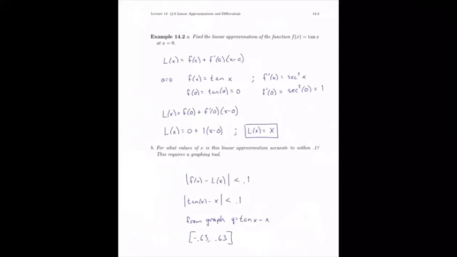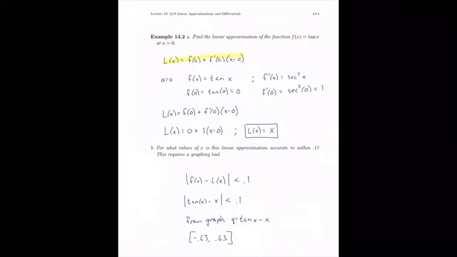Okay, so yet another one. Find the linear approximation of the function f of x equals tangent x at a equals 0. Again, they're not being too roundabout with the problems to start. They just tell us what function we need a linear approximation of, and they also tell us where we want that linear approximation to be centered. This is where it's centered, the value that we're given.